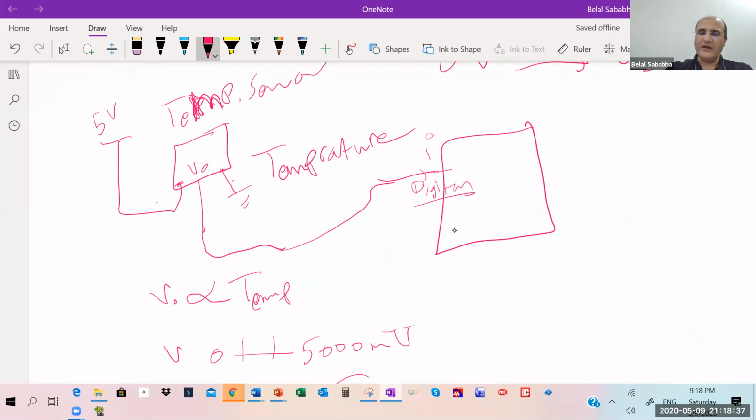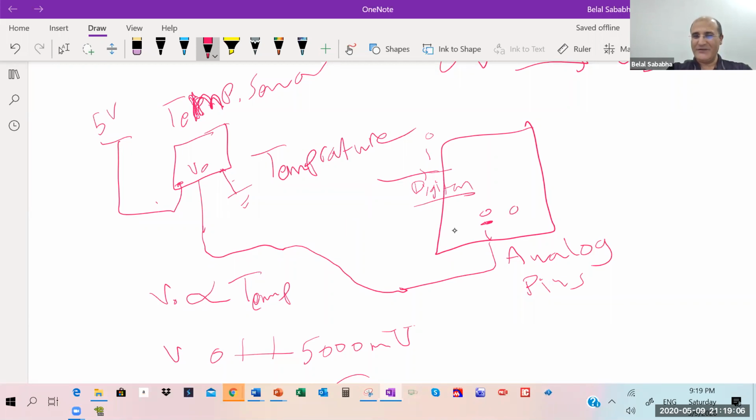So we need analog pins, analog ports, whatever. What does this mean? An analog pin enables you to take a voltage and convert it to a number that is not only one digit. If it's one digit, it's either a 0 or a 1, right? Meaning 0 Celsius or 100 Celsius.